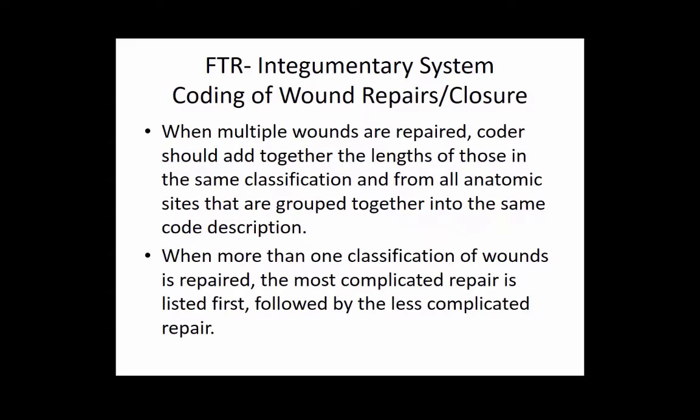When multiple wounds are repaired, coders can add together the lengths of those in the same classification and from all anatomic sites that are grouped together into the same code description. When more than one classification is repaired, the more complicated repair is listed first, followed by the less complicated repair.